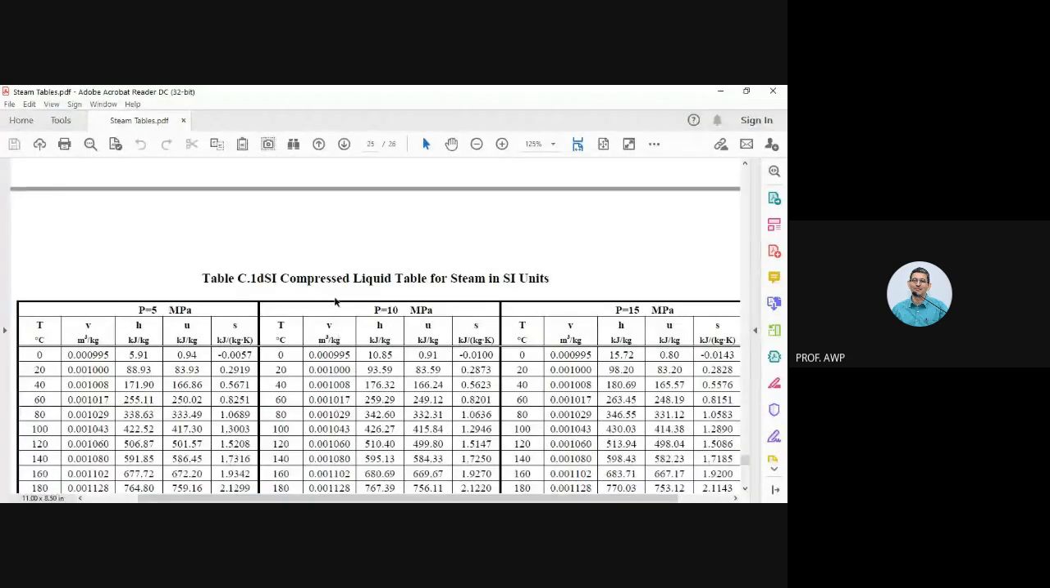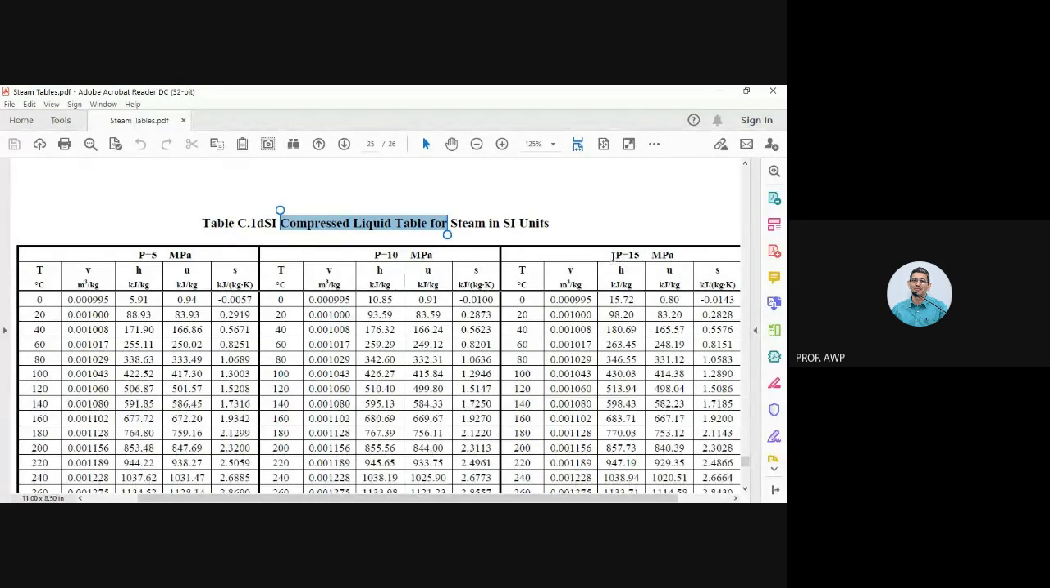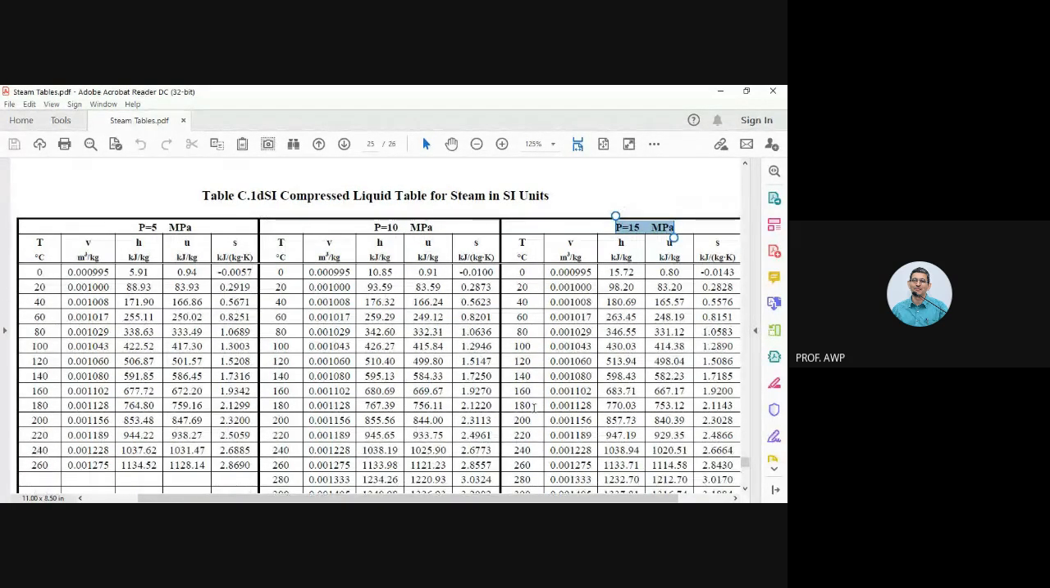Aha, compressed liquid table. Compressed liquid after the pump is at 150 bar, which means 15 megapascal, and it has a temperature of 180 degrees centigrade. That means it will have an enthalpy of 770.03. Do you see that? Yes, sir.